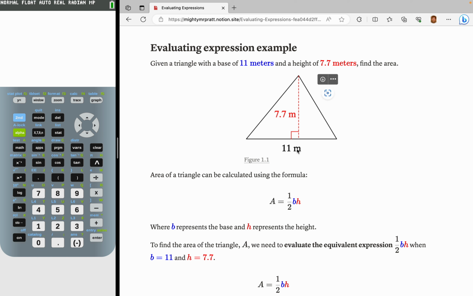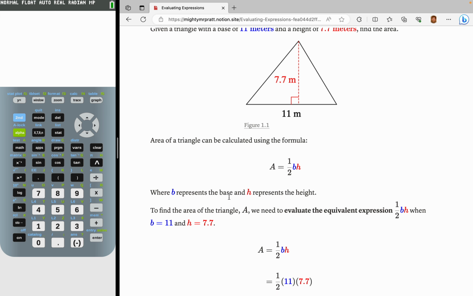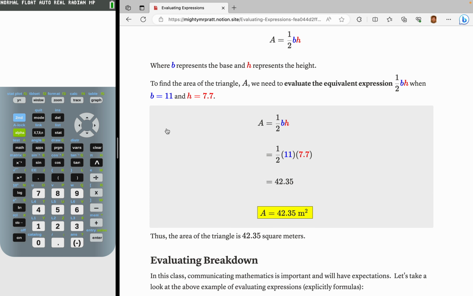Well, first of all, what is the formula that we can use to find the area? Well, it's right here. Area equals 1/2 base times height. B represents the base and H represents the height. We're given terms for the base, which is 11, and the height, which is 7.7. So to find the area of the triangle, A, we need to evaluate the equivalent expression 1/2 base times height.